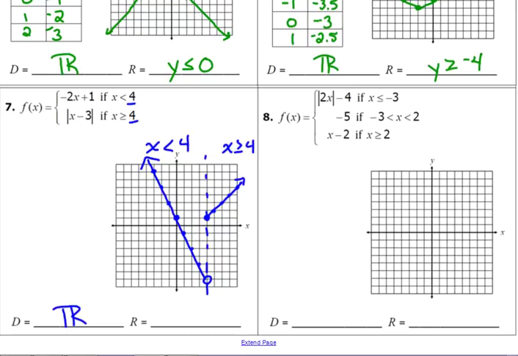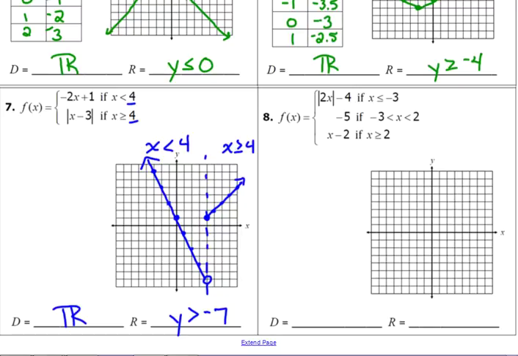How about the range? Y is greater than negative 7. It doesn't have the equal to, because this point down here is an open circle. So we don't actually equal negative 7, but we get really, really close to it. So it's anything that's greater than negative 7.